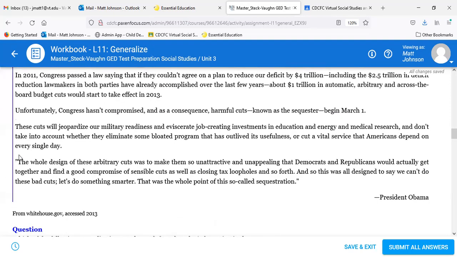Sequestration. The question? Just a sec. I want to mention something here. So yeah, sequestration. It's a great word. And what we have here is from whitehouse.gov.